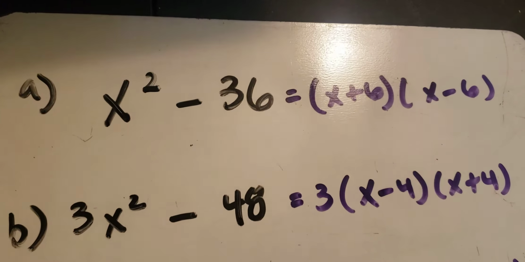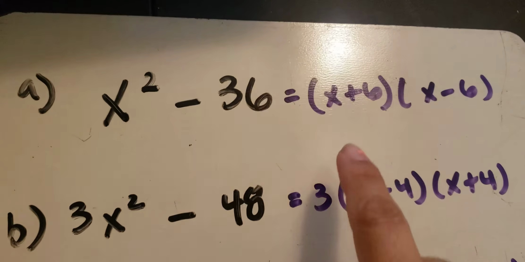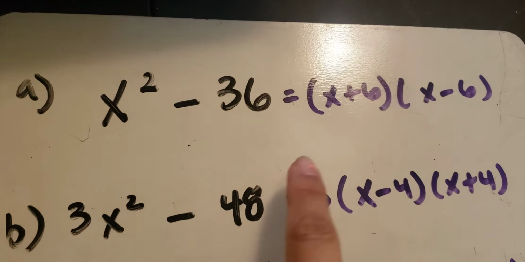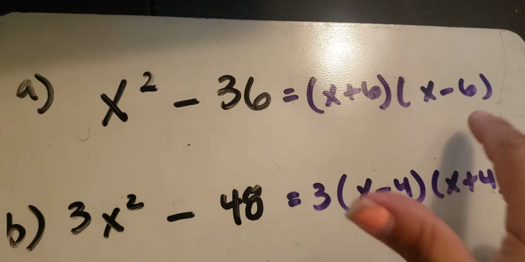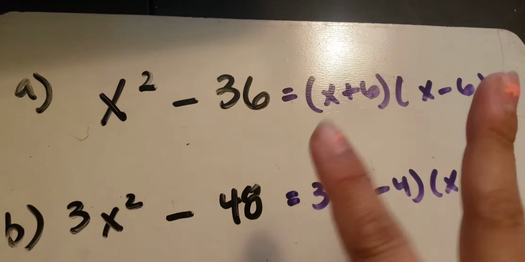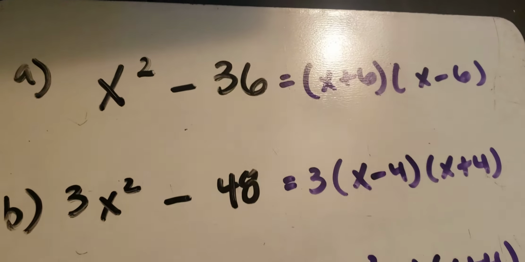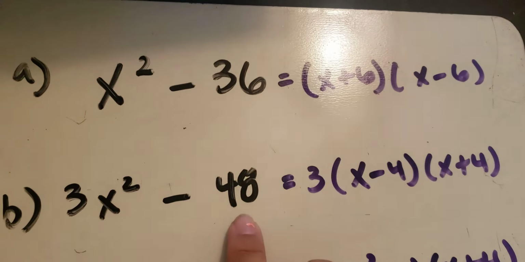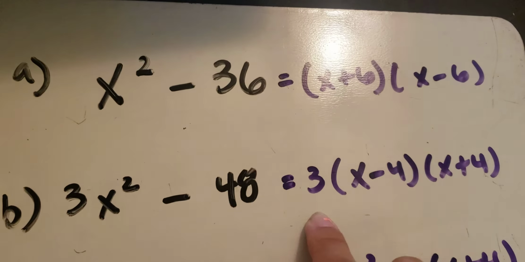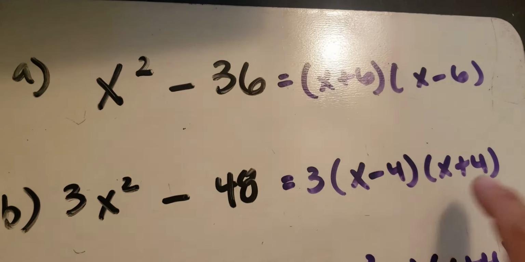All right, boys and girls, let's check your answers. If you did it correctly, you should have gone in for letter A, x plus 6 and x minus 6. And again, you can switch them. Doesn't matter what order. For the second one, these are not perfect squares, but if you factor out a 3, then you're left with x minus 4 and x plus 4.